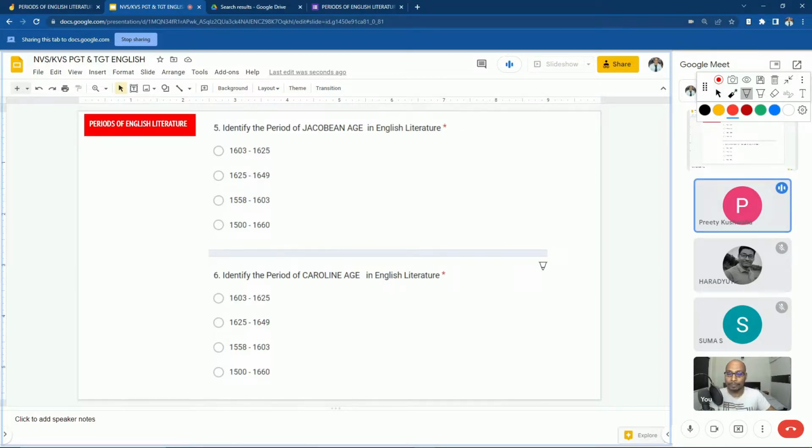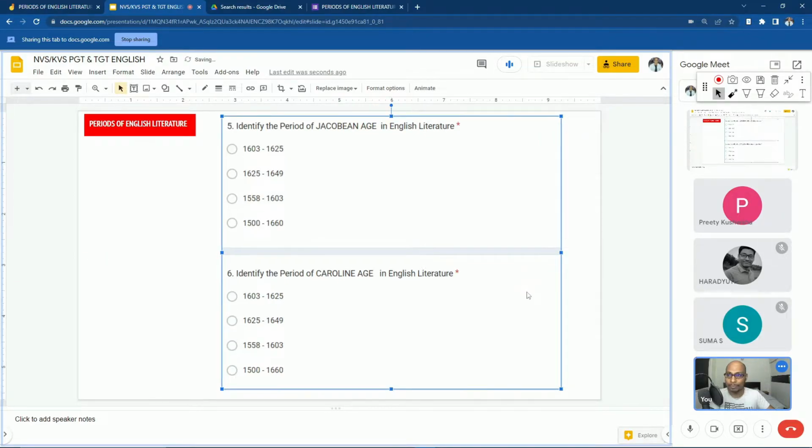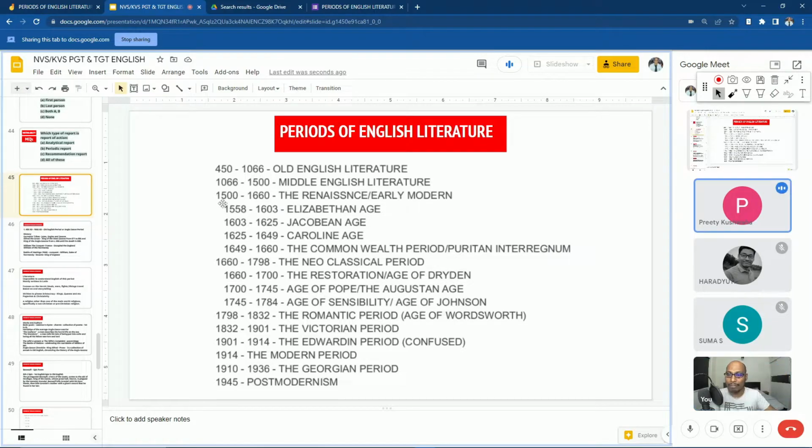Jacobean age. Begin from the beginning. 450 to 1066, Old English. Then 1066 to 1500, Middle English. Then 1500 to 1660 is the Renaissance and early modern. You first tell me the entire Renaissance and early modern period. We'll again go back. Now see. 1500 to 1660 is the Renaissance and early modern.